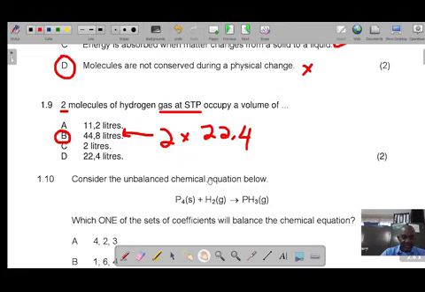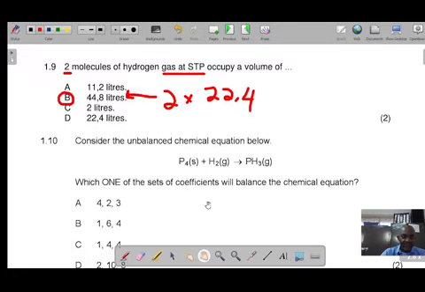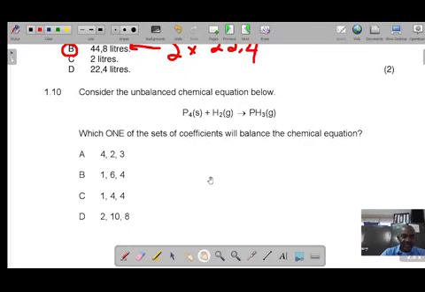Now they say to consider the unbalanced chemical equation below: P4 solid plus H2 gas to give us PH3 gas. Which one of these sets of coefficients will balance the chemical equation? So what do we do now? Let us just balance it and check out the answer.